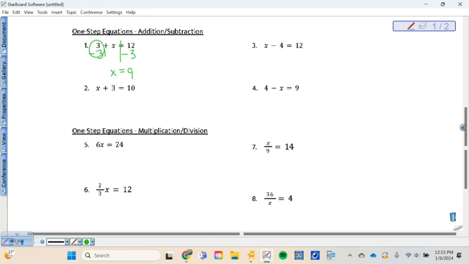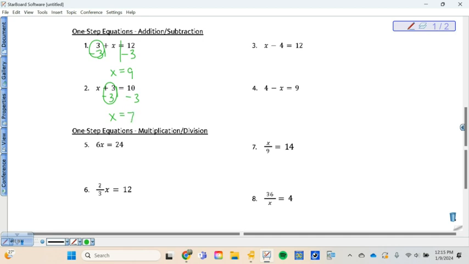What about number 2? What operation do you see? How do you undo addition? Subtraction. Perfect. Same thing, right? Doesn't matter if it's 3 plus x or x plus 3. Process is the same. Just getting rid of the 3. So I've got x is equal to what in number 2? 7. Perfect.